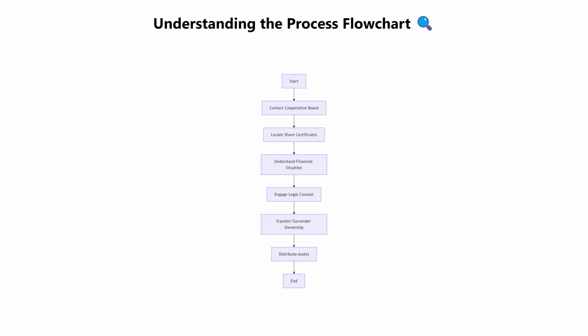This flowchart shows the step-by-step process of retrieving assets from a cooperative apartment after a death. The process starts with contacting the Cooperative Board, followed by locating share certificates, understanding the financial situation, engaging legal counsel, transferring or surrendering ownership, and finally distributing the assets to the beneficiaries.